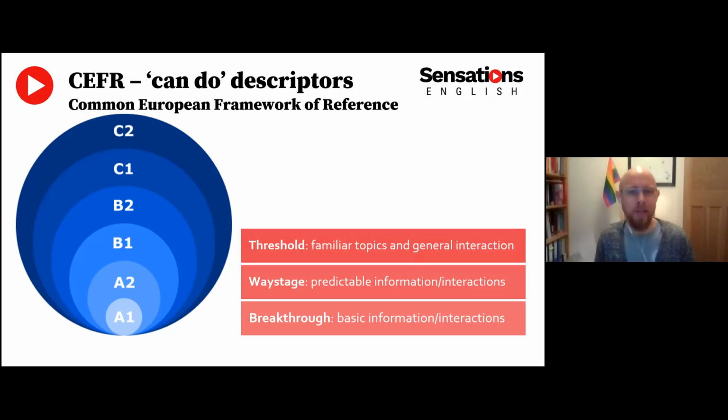At threshold level, B1, familiar topics and general interaction is what learners can do. But going beyond those familiar topics is more of a challenge. So that's something that we really bear in mind when we're constructing the text at that level.